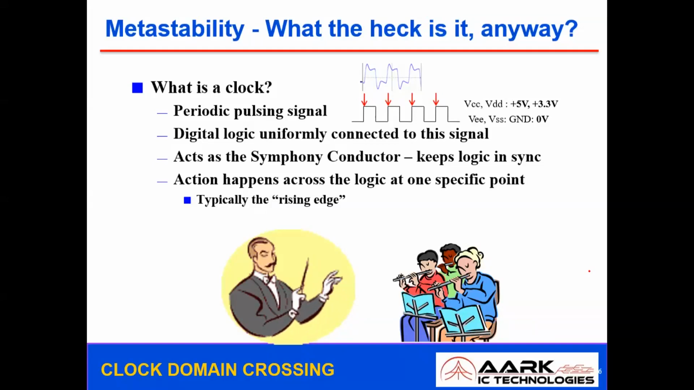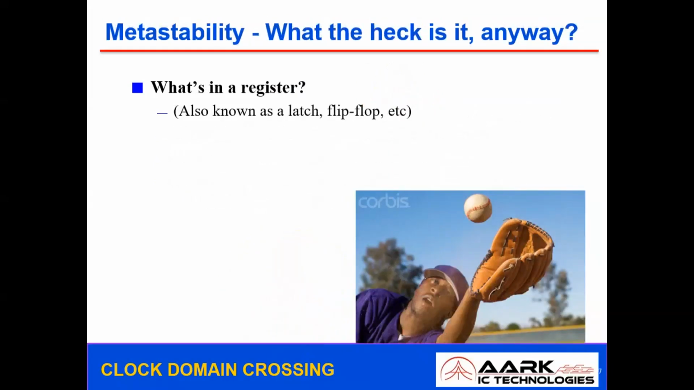Now let's say every flip flop might trigger at the rising edge of the clock or at the falling edge of the clock. If all the flip flops are triggering at the rising edge of the clock, then all are synchronous with the respective clocking domain. So action happens across the logic at one specific point, either the rising edge or the falling edge.